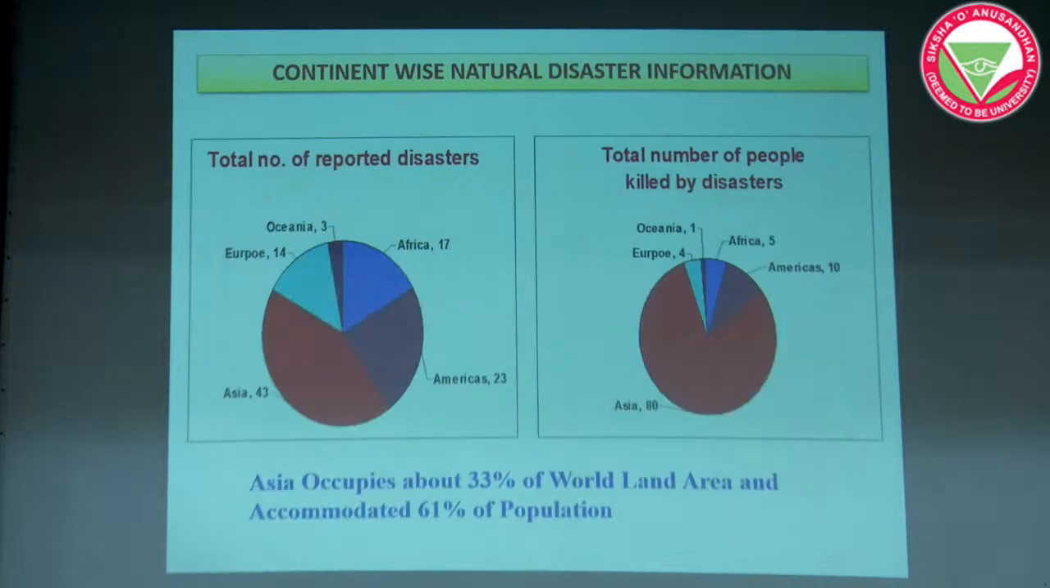Then if we see the total number of reported disasters continent-wise, the Asians suffer the maximum, 43%, followed by America 23% and so on. But if we see the number of people killed by the disasters, which is more of a concern for us, it is Asia, about 80%. So that is the concern, why we have so much casualty in the Asian region, and whether these disasters will increase with the increasing trend of rising temperature and climate change. That is the issue before all of us.